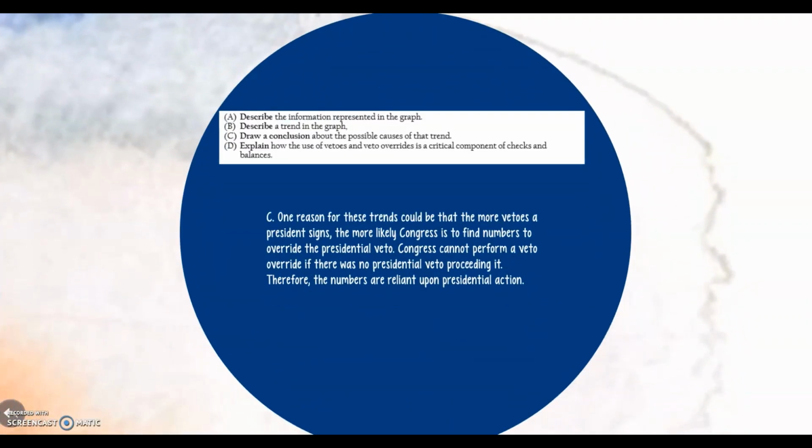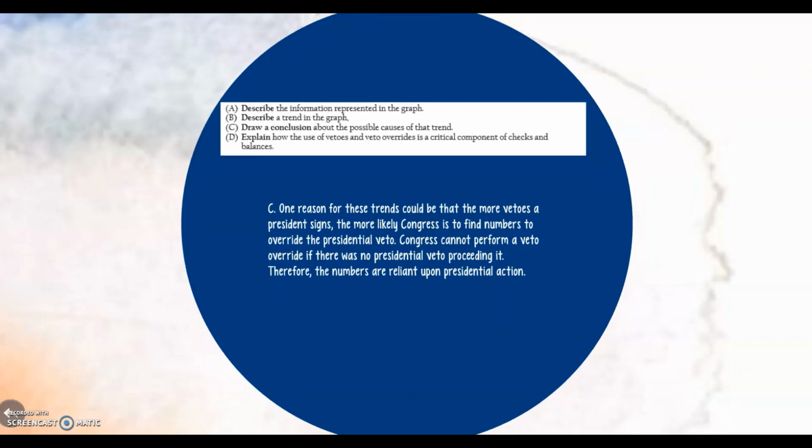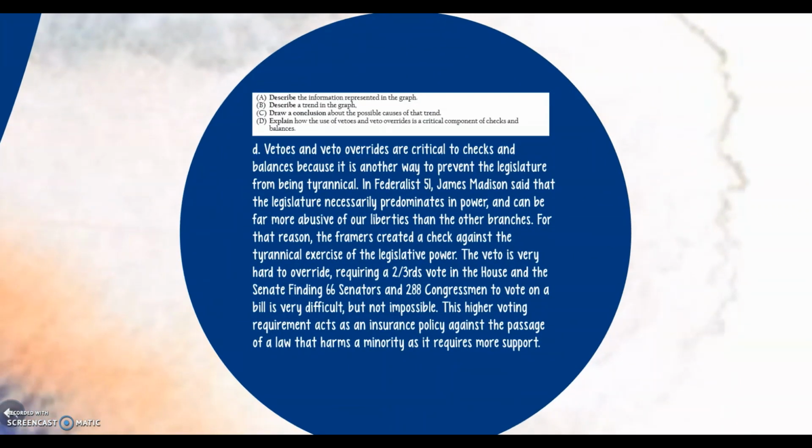Draw a conclusion about the reasoning for that. Again, repeating the prompt, turning it into a specific answer that is logical and rational: Congress is likely to find numbers the more often there's veto overrides. Obviously the most logical thing here is that Congress can't perform a veto override if there's no presidential veto preceding it. Data here could be included, doesn't necessarily have to, but it certainly would make a stronger point. And D is, how is that a critical component of checks and balances?